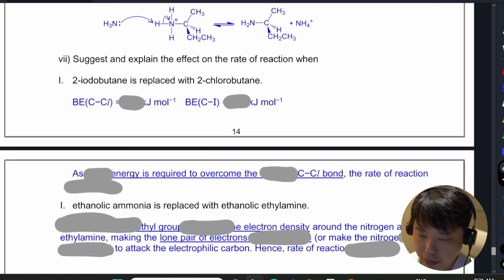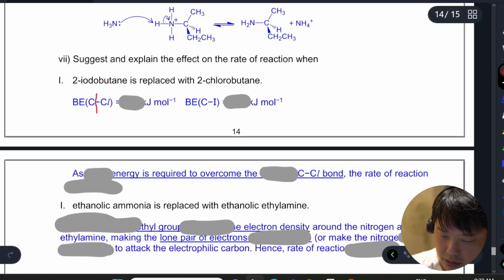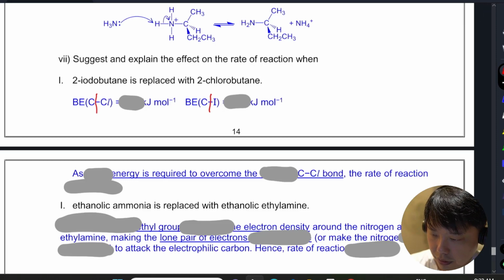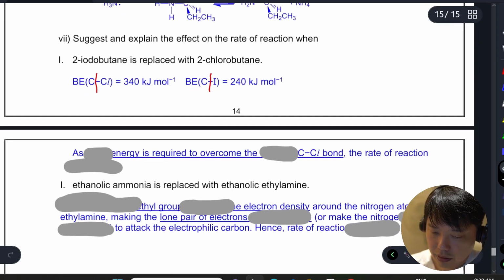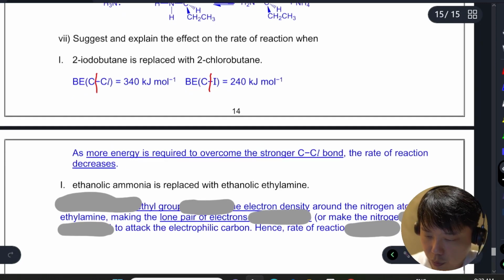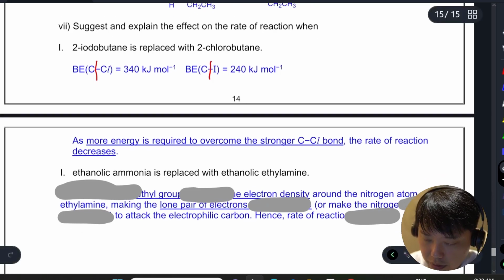Okay, suggest and explain the effect on the rate of reaction when 2-iodobutane is replaced with 2-chlorobutane. So the difference between these two, when we are trying to do nucleophilic substitution, in order to do nucleophilic substitution, you have to break the C-Cl bond, the C-X bond. So what is the effect on the rate of reaction? You look at the bond energy. So more bond energy is required to overcome the C-Cl bond. So the rate of reaction actually decreases because it's harder to break this bond.